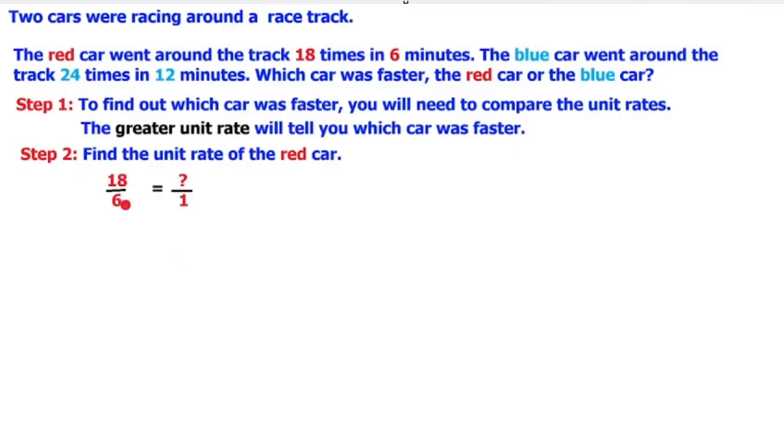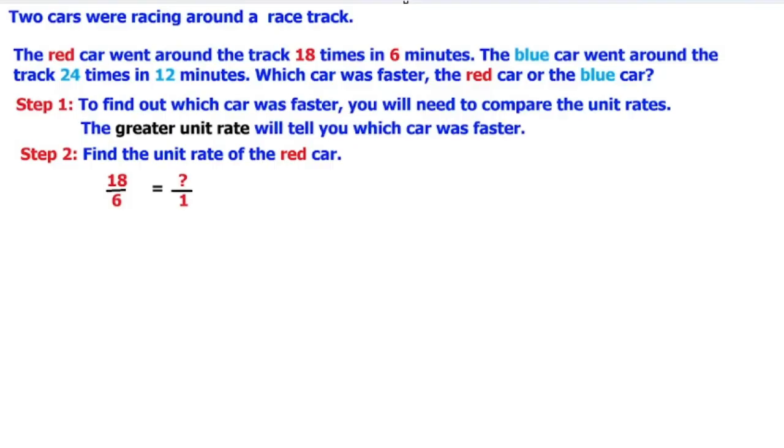So to do that, you look at the ratio 18 over 6, or the fraction. The fraction is the same as a ratio. And the unit rate equals some number over 1. So we're trying to find how many times the car goes around the track in 1 minute. So we're trying to solve for this question mark.